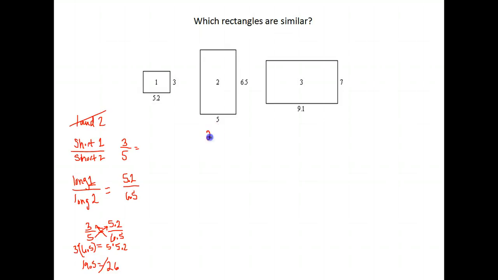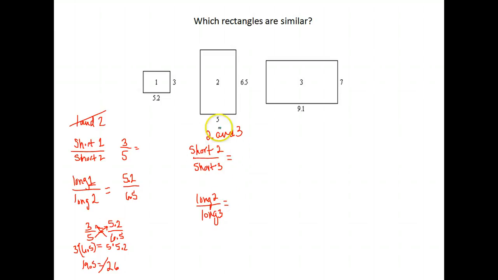Let's try rectangles 2 and 3 and see if they're the pair that are similar. So again, let's do our short side. So the short side from rectangle 2 over the short side from rectangle 3. And then we'll do the long side from rectangle 2 and the long side from rectangle 3. Again, notice that rectangle 2 is on the top both times. You have to keep it that way.